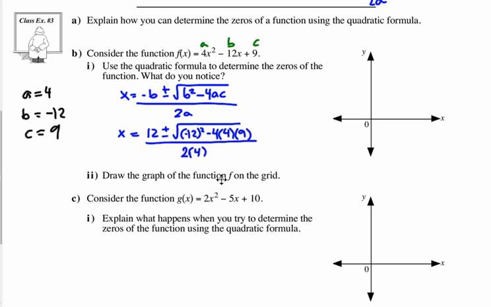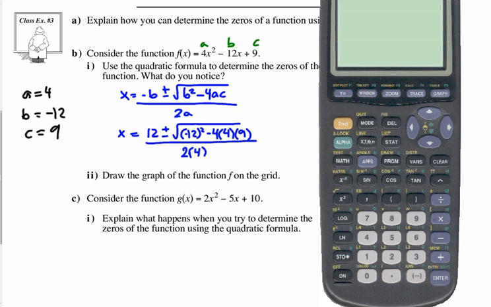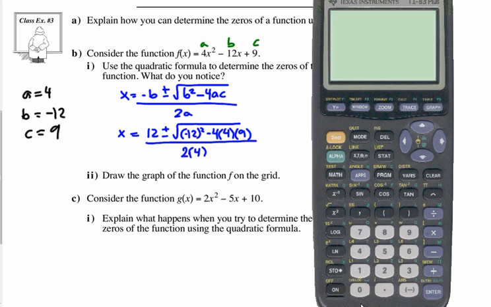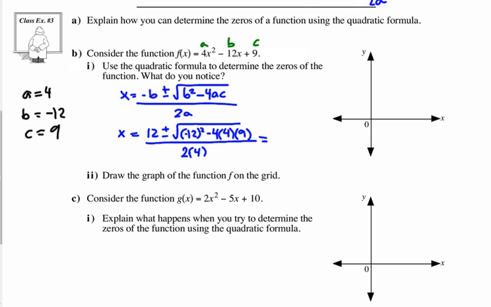Well, because the formula is negative 4 times A times C. So negative 4 times A is 4, C is 9. No, 4, just the coefficient. There's no x's in here. Okay, so with your calculator, we're going to plug in just the inside of the square root. So bracket, negative 12 squared minus 4 times 4 times 9. What does that give you? 0. So that equals 12 plus or minus the square root of 0 over 8.